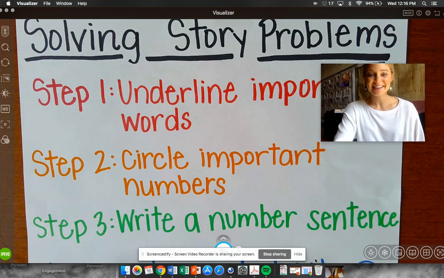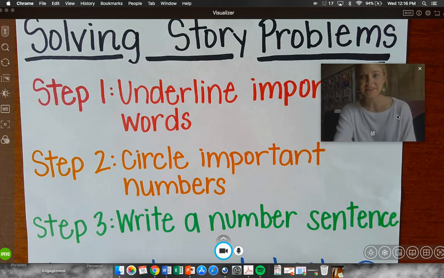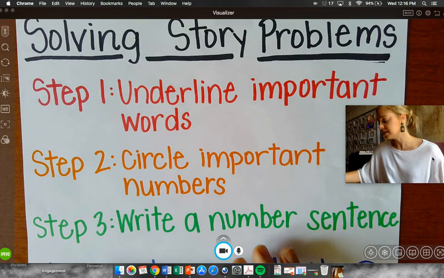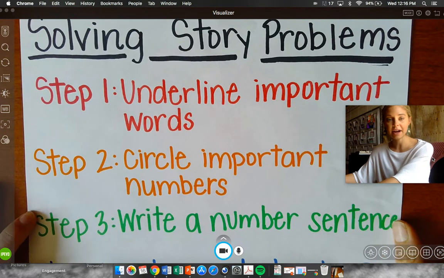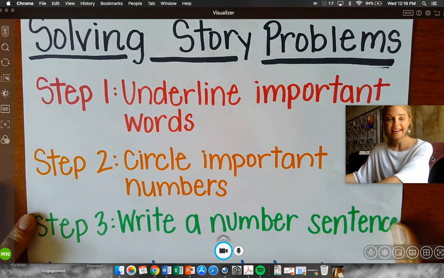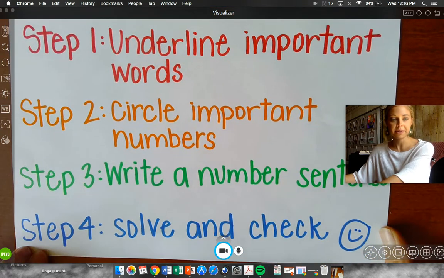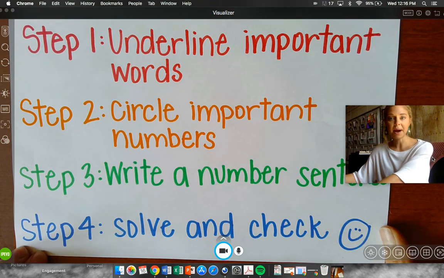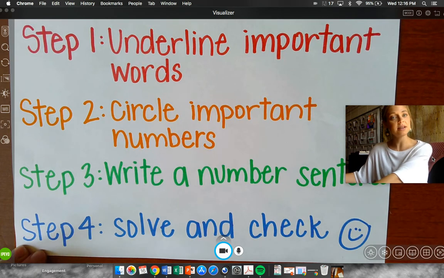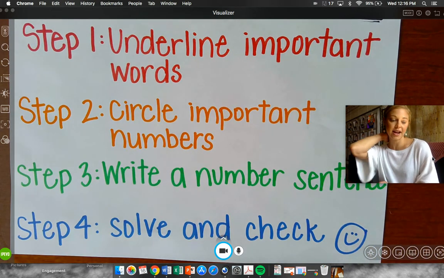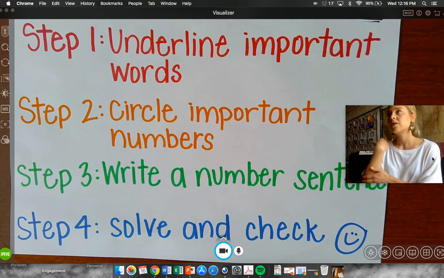Hi students. Today we are going to work on solving story problems. So I made this little poster, and it says solving story problems. We have 4 steps when we solve a story problem. These story problems are going to be addition, or sometimes subtraction. So it's up to us to find out what we have to do, okay?